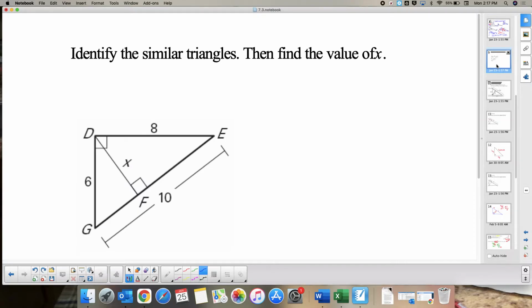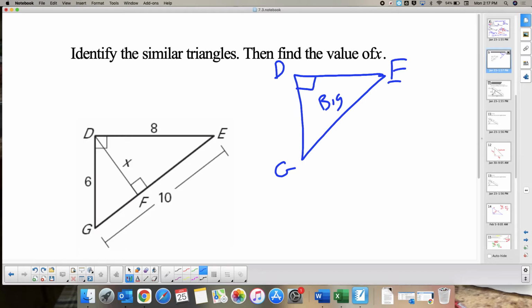First question is going to be identify our similar triangles. So, once again, we're going to start with our big triangle that's there. Our big triangle has our right angle, and it was D, G, E. And then the values we have are 8, 6, and 10. Now, let's take a look at our two small triangles. Let's do the top right one first. So I'm going to draw it so it looks exactly like my big triangle.